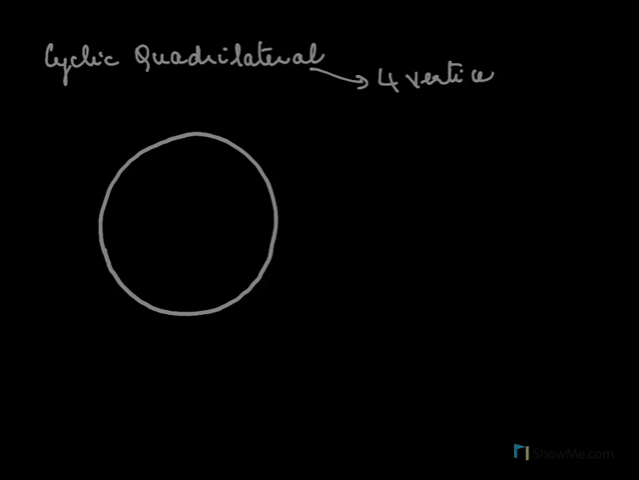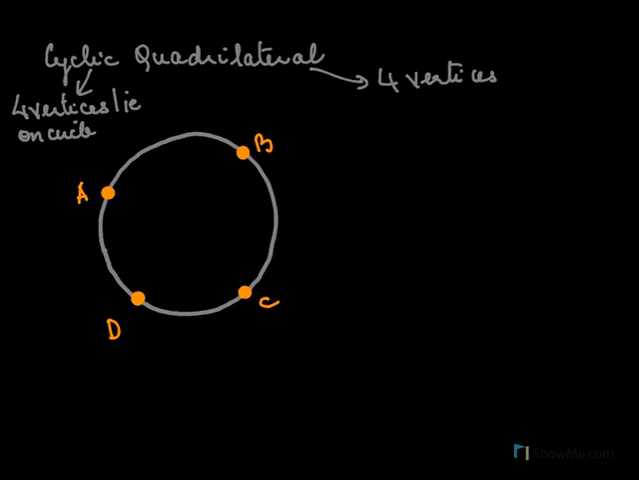We'll now learn about a cyclic quadrilateral. Now it's a quadrilateral, hence it has got 4 vertices, and it is cyclic because the 4 vertices lie on a circle. So a cyclic quadrilateral is a quadrilateral where it has got 4 vertices, and these 4 vertices lie on a circle. So ABCD is a cyclic quadrilateral.